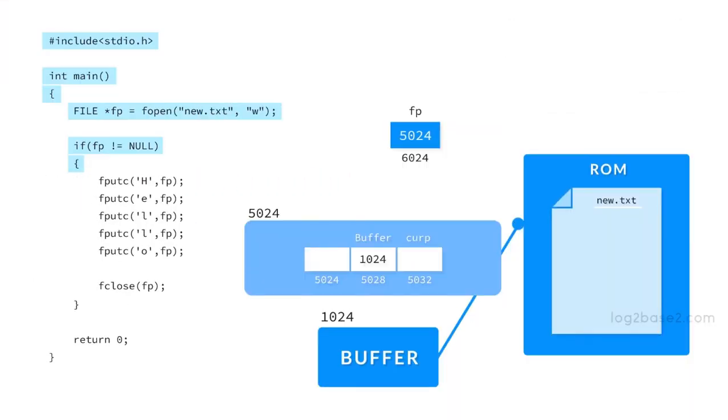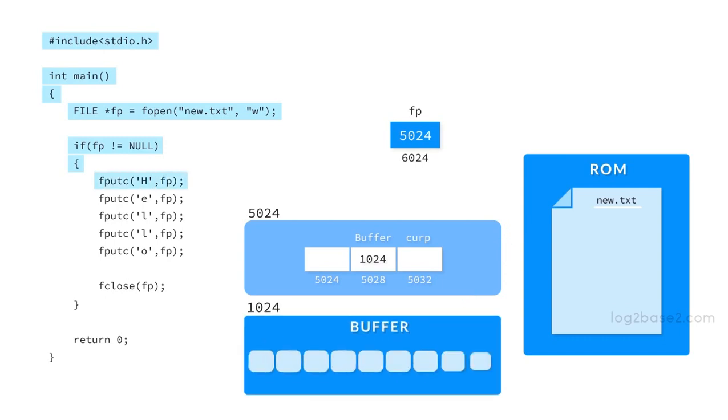Remember that the data will not be written directly to the file, but it will be written into the attached buffer. And when we close the file, the whole content will be written into the file. Here, fputc will write h into the buffer and move the current position of the pointer. Next, e will be written, then l, l, o in that order. The data is not written to the file yet, it only resides in the buffer.